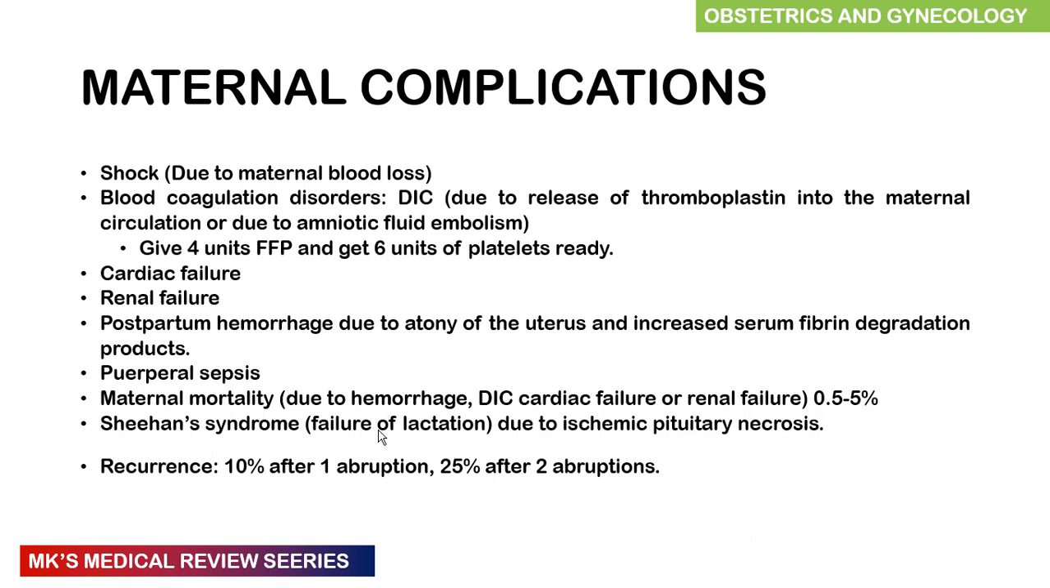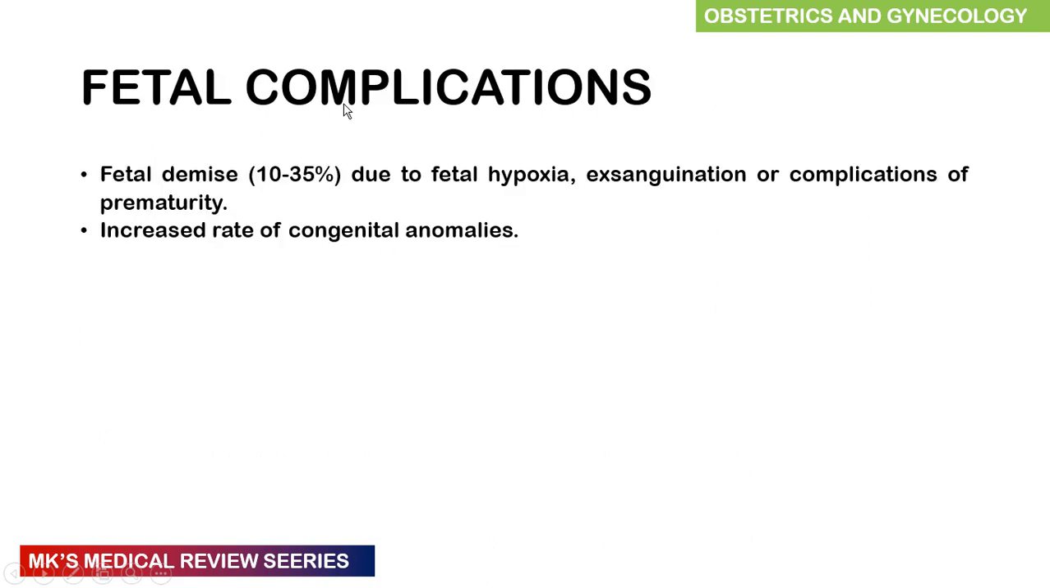Now remember that the pituitary gland produces prolactin, which is essential for the production of milk. So usually one of the signs that's going to be recognized in this mother after they give birth, after this complication, is that they'll fail to produce milk. So it's usually a failure of lactation. Now the recurrence is about 10% after the first abruption and 25% after the second abruption. Fetal complications include fetal demise in 10 to 35%, which is due to hypoxia, exsanguination, or complications of prematurity. And then, of course, there is also an increased risk of congenital anomalies.